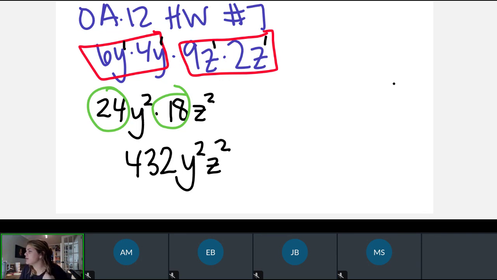Class kick, do we have to simplify all answers? Yes. You have to simplify all answers.